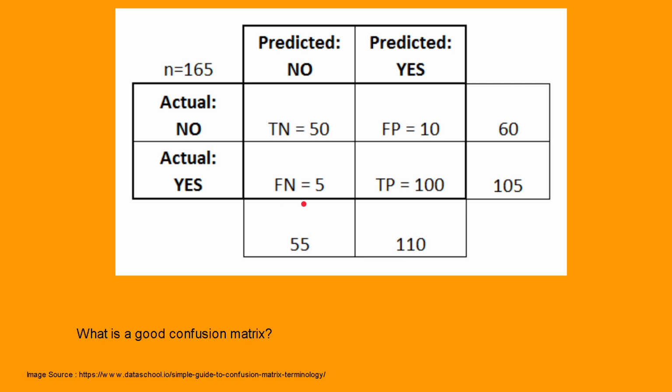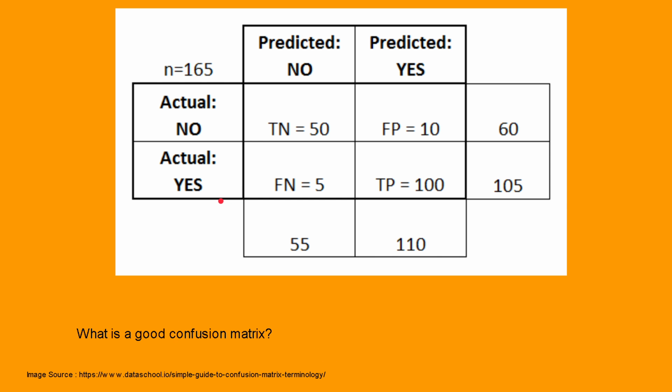So here you can see two types of errors. One is the false positive and the other is the false negative. False positive is when we predict that something happens and it did not happen. And false negative is when we predict that something won't happen and it happens.